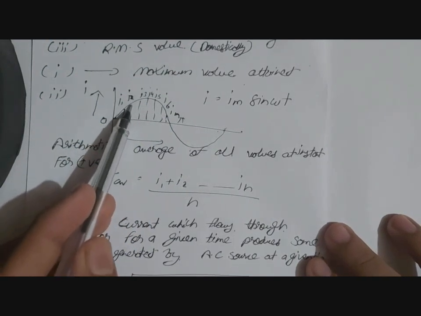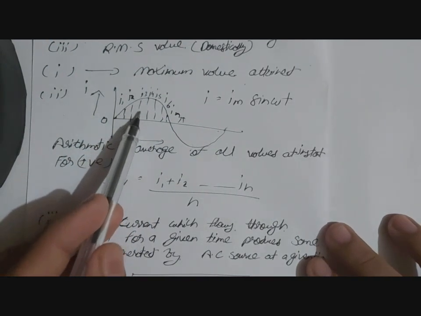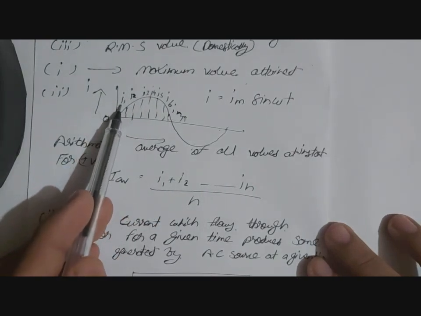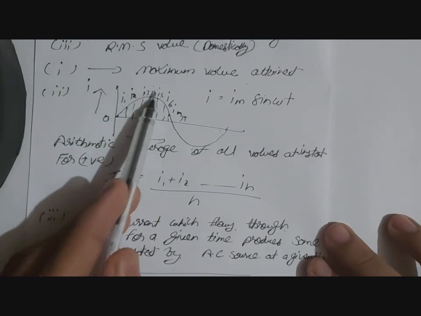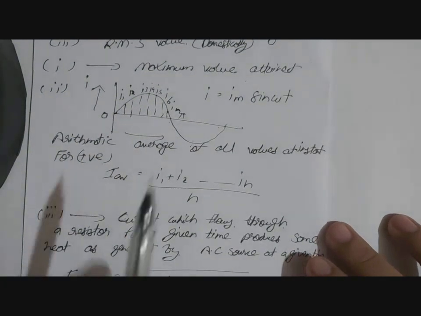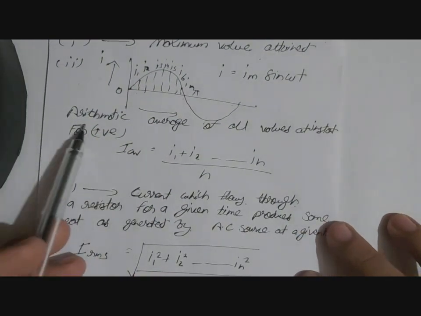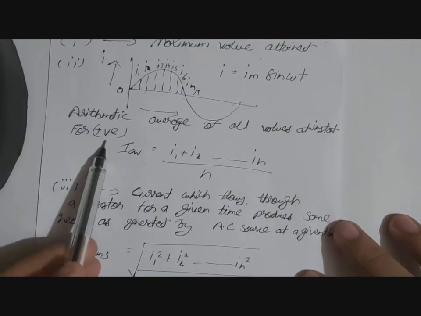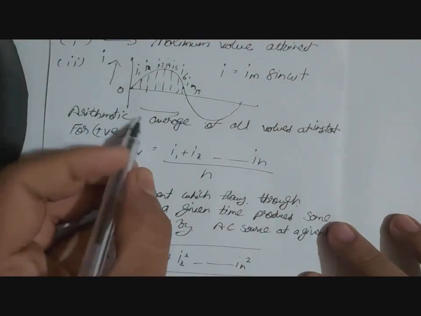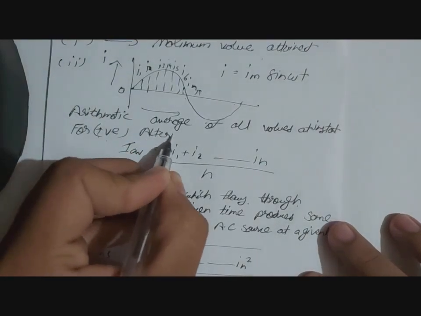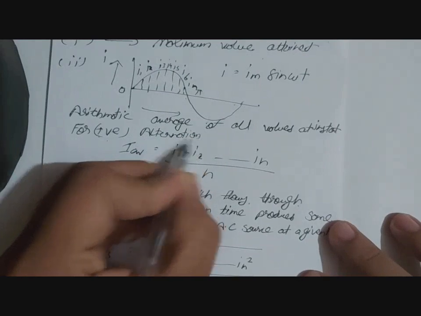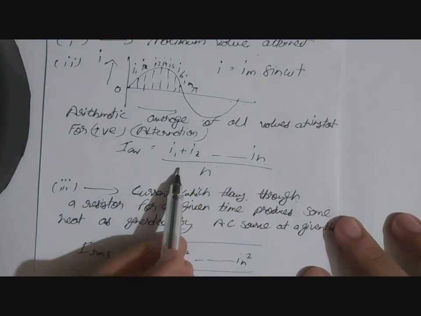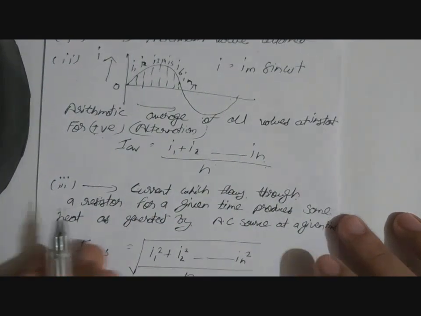So we can plot the magnitude at every instant. Let at that instant I1, that instant I2, that instant I3, and so on, In. So the average of one alternation is the arithmetic average of all values at each instant, only positive, meaning one alternation. So I average is equal to I1 plus I2 and so on up to In, divided by n.